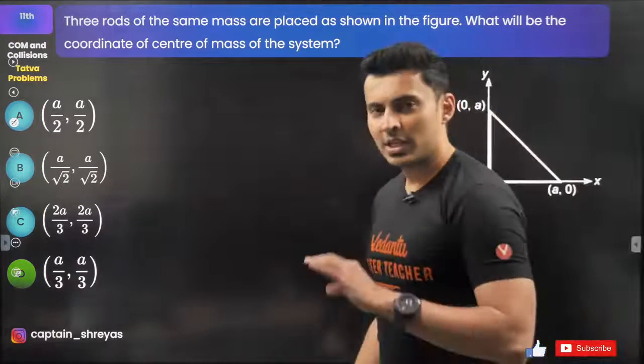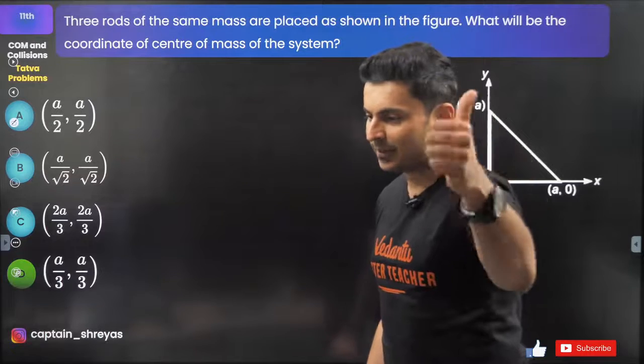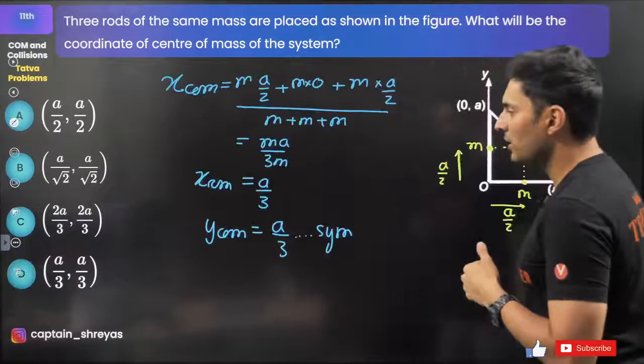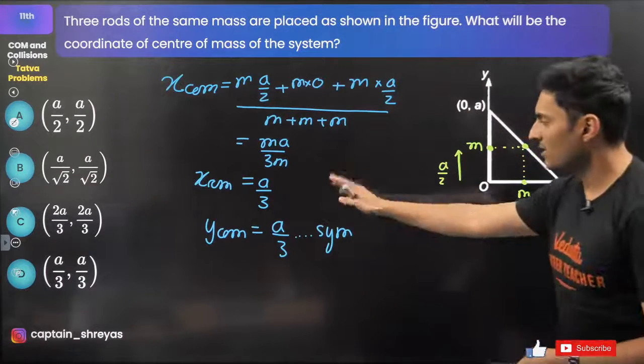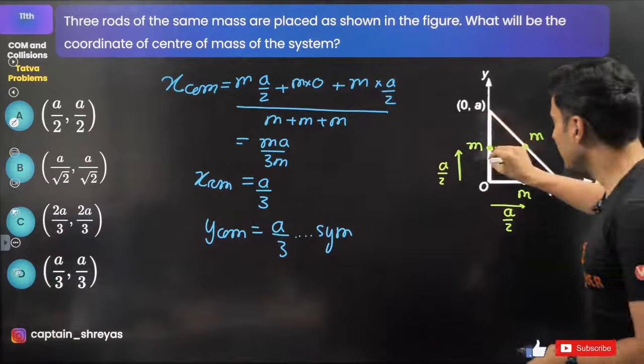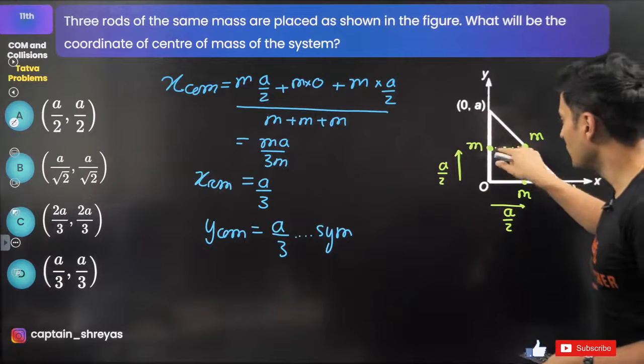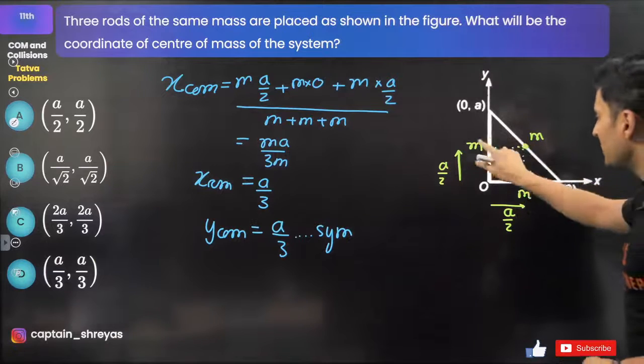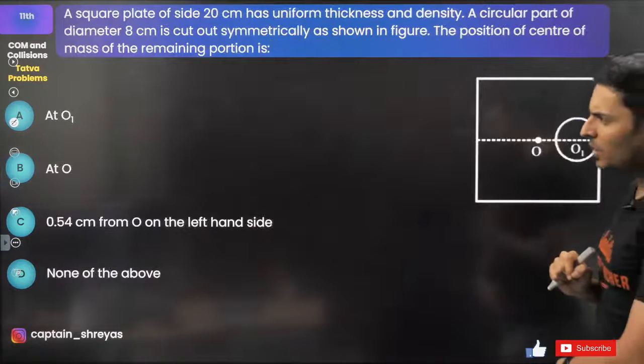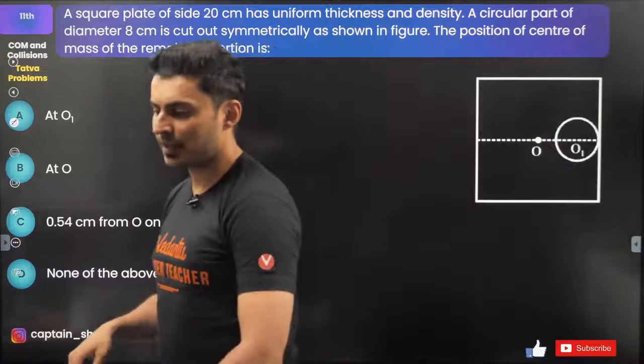Is that clear? Is that understood? Can we move ahead? Okay, let's move on to the next question. So the concept was symmetry and also identifying that the rod can be assumed like a point particle at these particular distances. Moving on. Beautiful question on your screen.